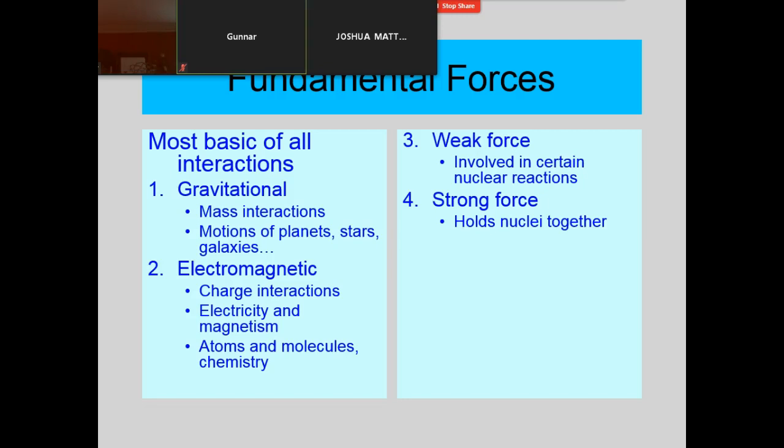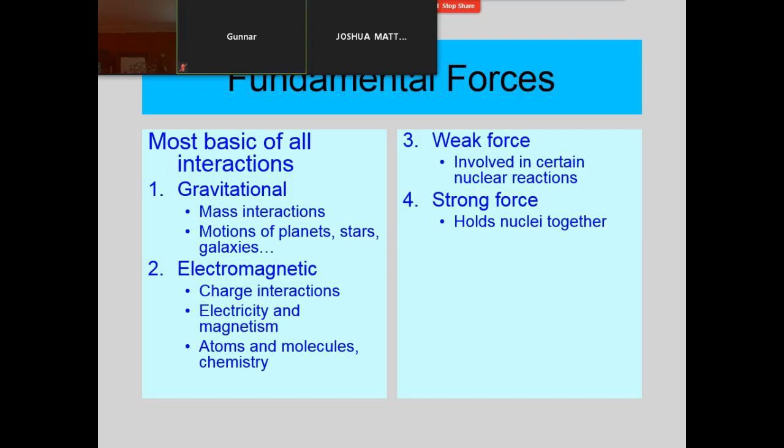All of them are attractive forces. In magnetic forces, like poles repel each other, unlike poles attract each other. Very similar to electric forces. You have both attractive and repulsive. Now, what difference does this make?